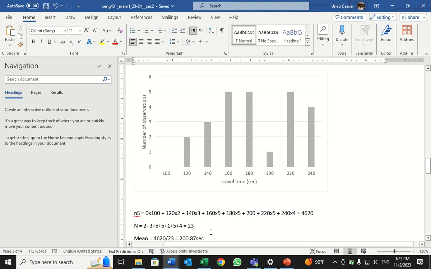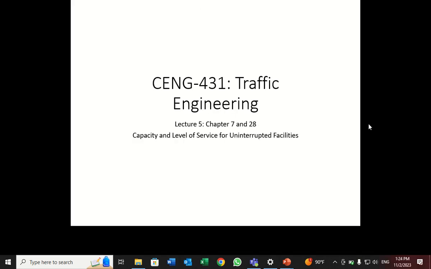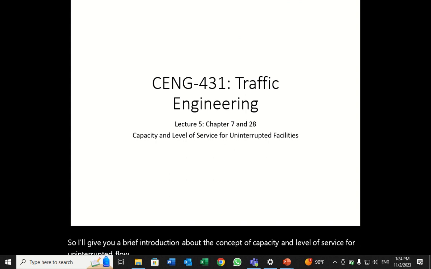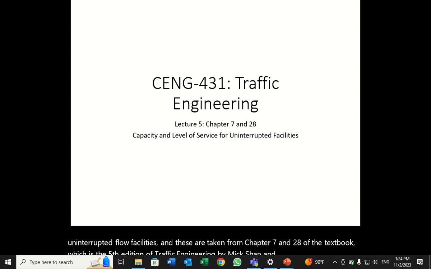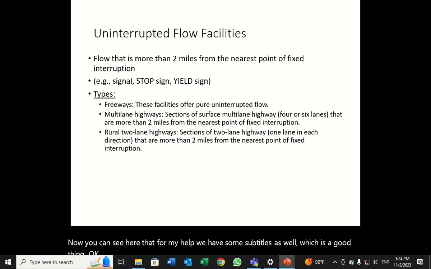Okay, that's the solution. And now we will begin with some concepts related to capacity and level of service in the Highway Capacity Manual. I'll give you a brief introduction about the concept of capacity and level of service for uninterrupted flow facilities, and these are taken from chapters 7 and 28 of the textbook, which is the 5th edition of Traffic Engineering by Mannering and other authors.